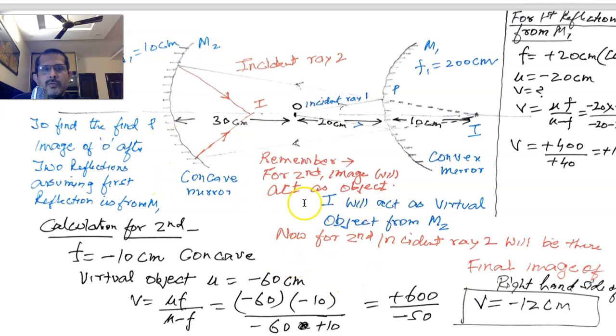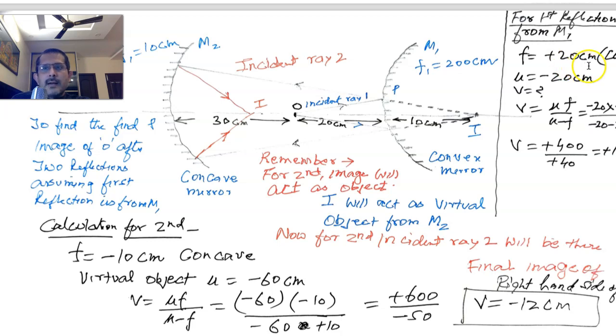Okay, now if you see, let's start with this, because the first reflection happens here, and this is a convex mirror. So for the first reflection, remember, because object is O, incident ray is going this way. Now why am I telling you this? Because whichever direction incident ray is going, that will be considered as positive direction. So this is a positive direction. Okay. Now what they have given is f is equal to 20 centimeter.